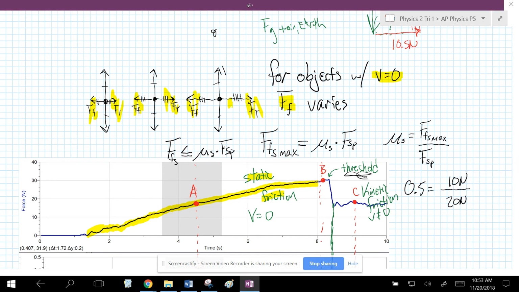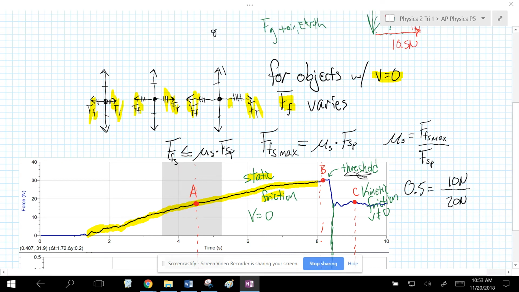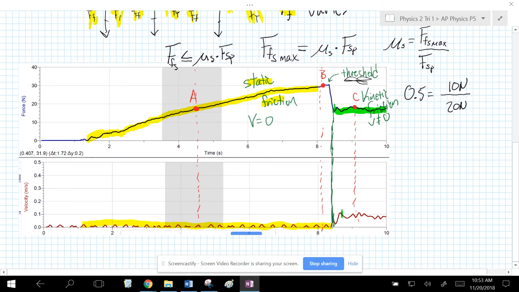Then when you get over into this part of the graph, if we look down at the velocity versus time graph, now it does have a velocity. So now it is in motion. Velocity is non-zero. And you see that the amount of tension required to keep it in motion is less than this threshold value. That's because once it's in motion, it's subject to less frictional force than this maximum amount of static frictional force.